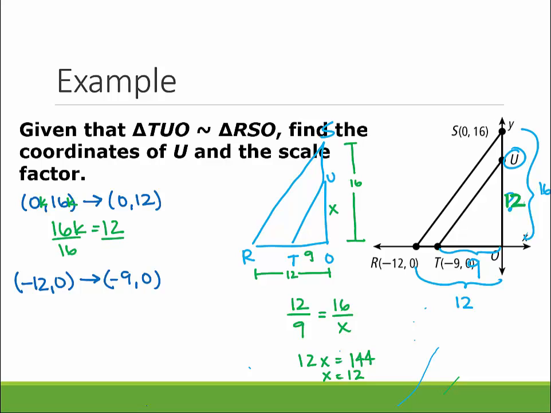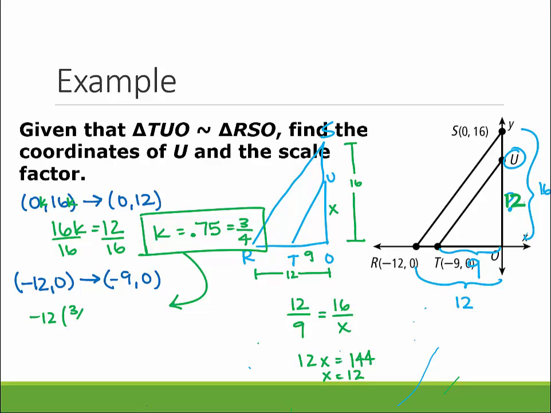So nice and easy, quick to solve. We get that k is 12 over 16, but we can write that as 0.75, or you could write it as 3/4 as your scale factor. And then we can check that down here. If you take -12 and multiply it by 3/4, you end up with the -9, which is what we have in the other point.